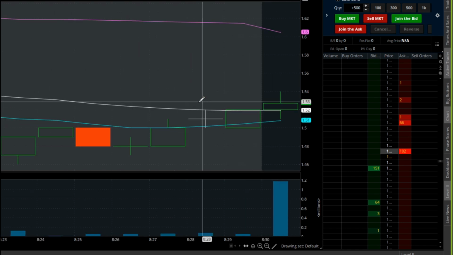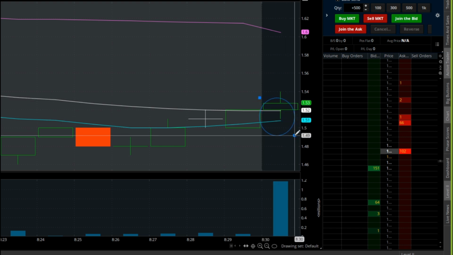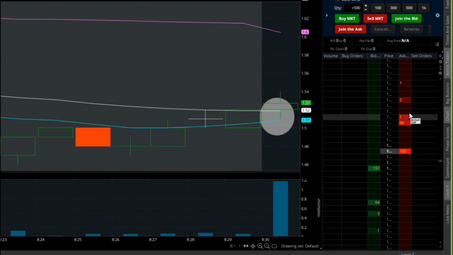You want to see this 26 SMA, this white line, getting closer and closer to the 12 EMA. When that happens, we can know this one's setting up for the exact strategy we're looking for, and we can look for the crossover play to ultimately happen.